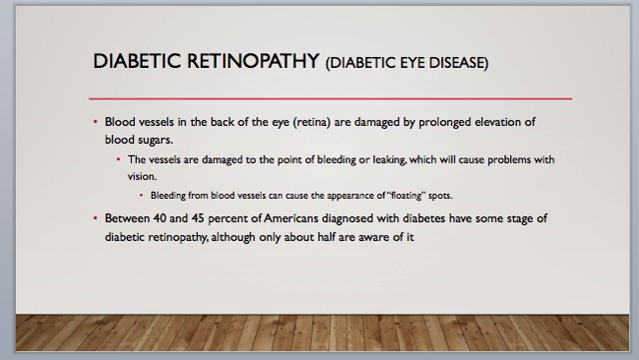Between 40 to 45% of Americans diagnosed with diabetes have some form of diabetic retinopathy, although only about one-half are aware of this. Early recognition of diabetic retinopathy is crucial to improve the health of your eyes and potentially reverse damage that is occurring. So what can you do to protect your eyes?